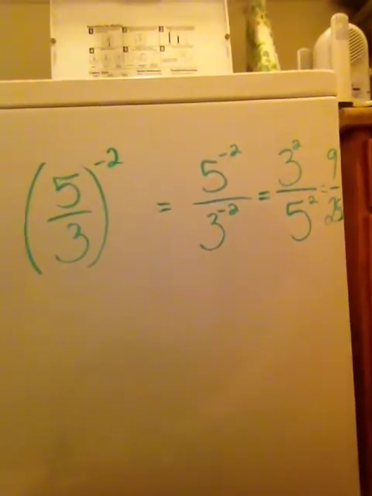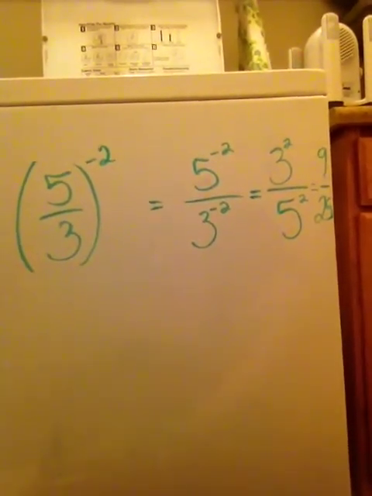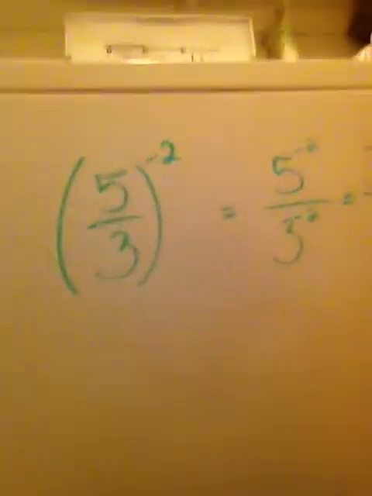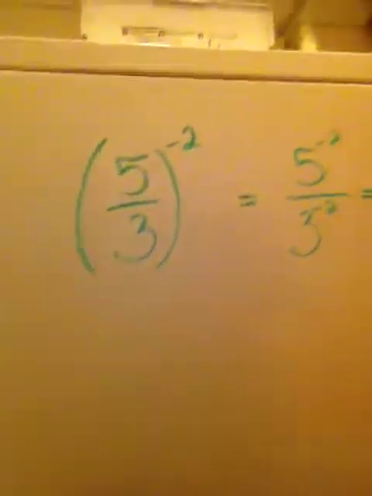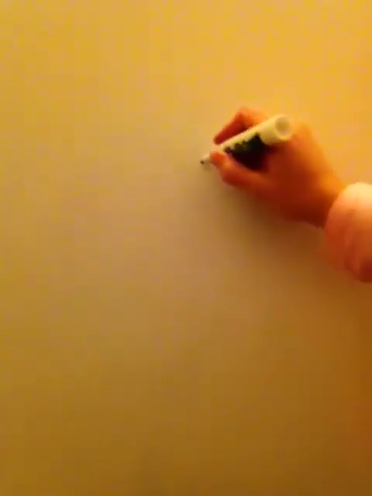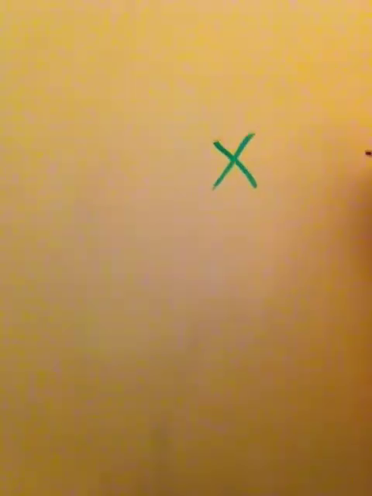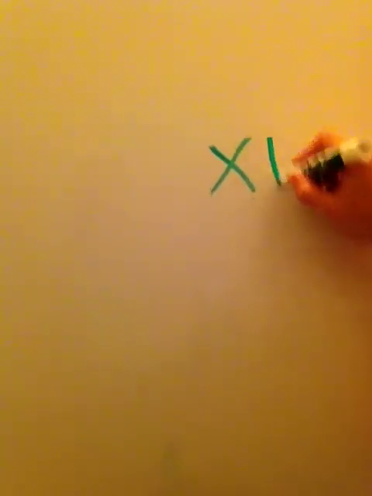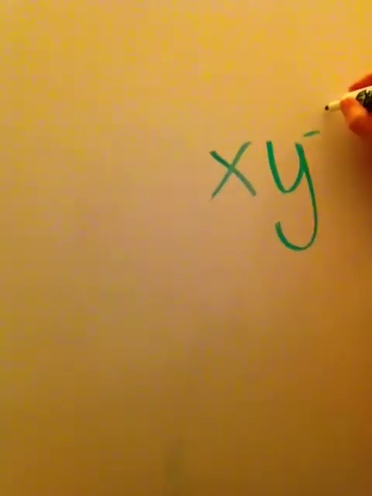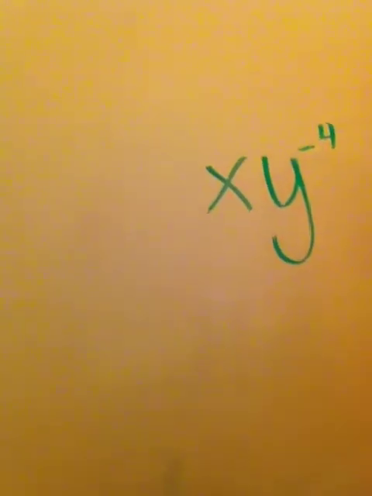Hopefully you can see that. Okay, let's try another one. This time we're going to have 2 variables multiplying each other. So we're going to have x times y to the negative 4th power.